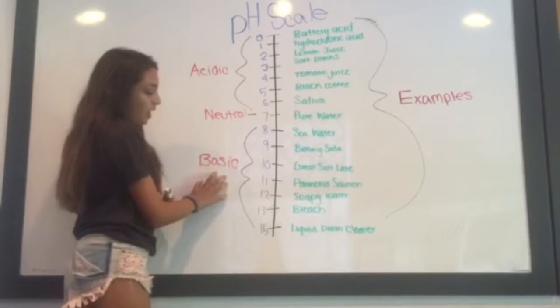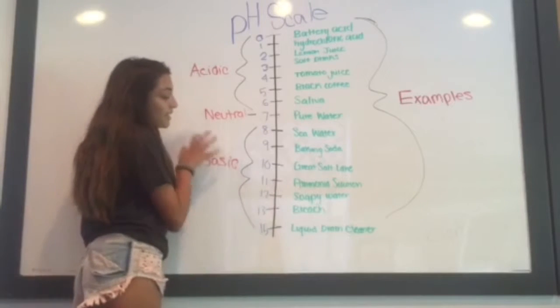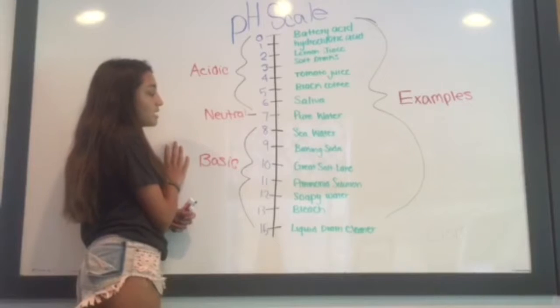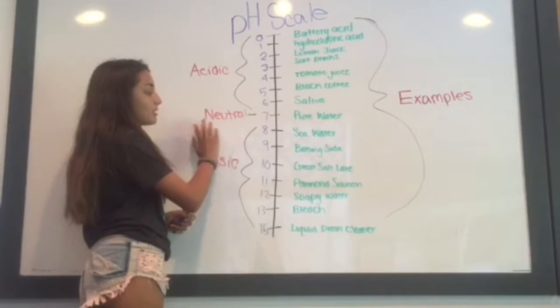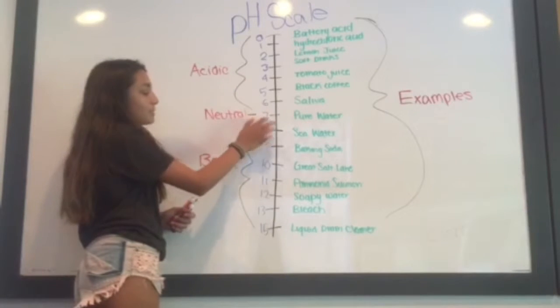And if you eat too much of a basic thing, which I don't think people are going to eat soap and water, but if you do, then you can also get poisoned. So that's why we want to keep it at neutral, 7.4, 6.8, around there, and that's pure water.